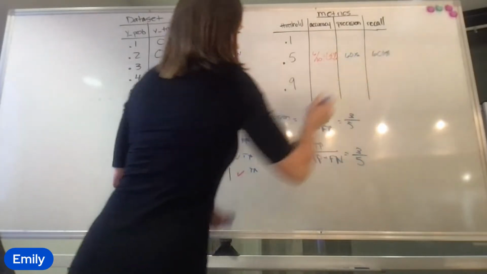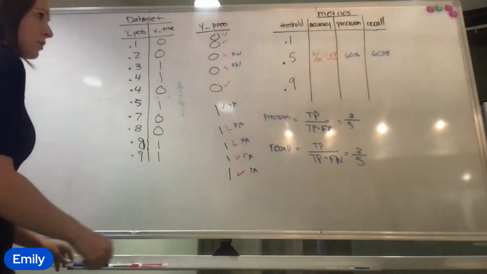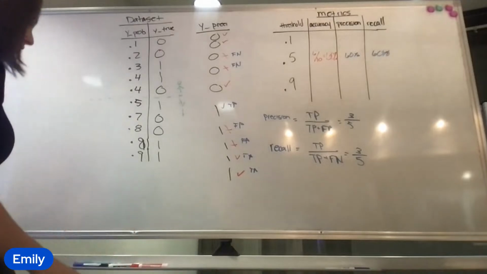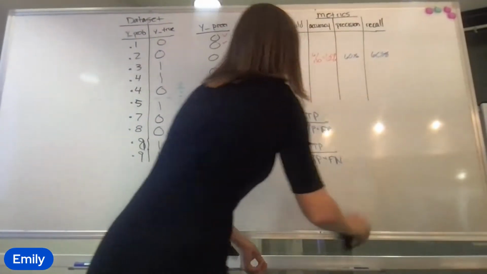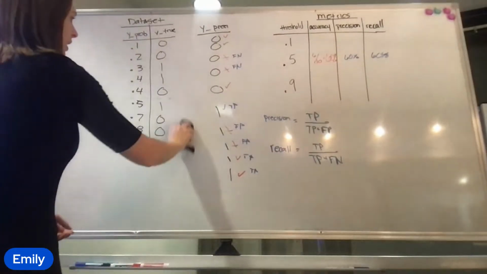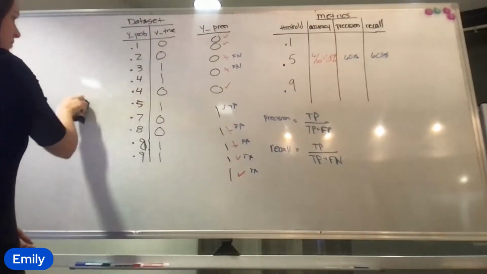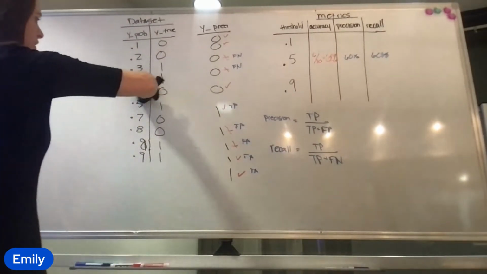Excellent. Let's change our threshold. Great. So we got some metrics there when our threshold is 0.5. Let's change our threshold and let's put it at 0.1 just to see how this changes our outcome.